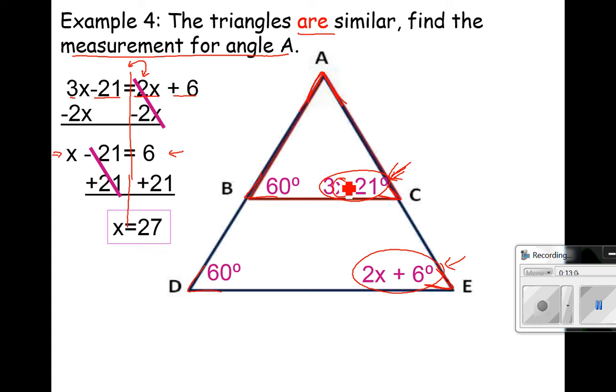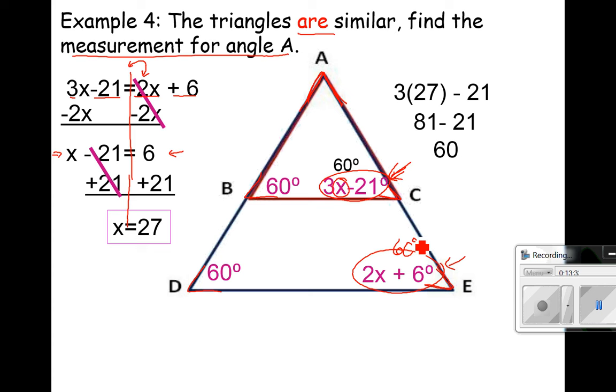And so that looks like 3 times 27 minus 21. If I multiply 3 times 27, I get 81. And then I bring down the minus 21. And now I can solve this simple math problem. 81 minus 21 equals 60. So I know angle C has to equal 60 degrees. And because I know angle C, I know angle E will also equal 60 degrees.